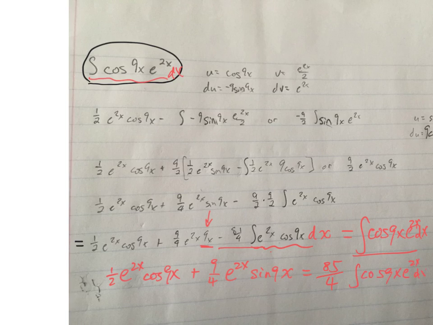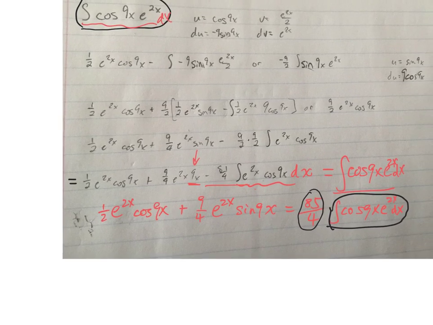Therefore, at the end, when you solve for this guy, you need to multiply both sides by the reciprocal of 85/4, and then it looks to me that's what you should get as an answer.